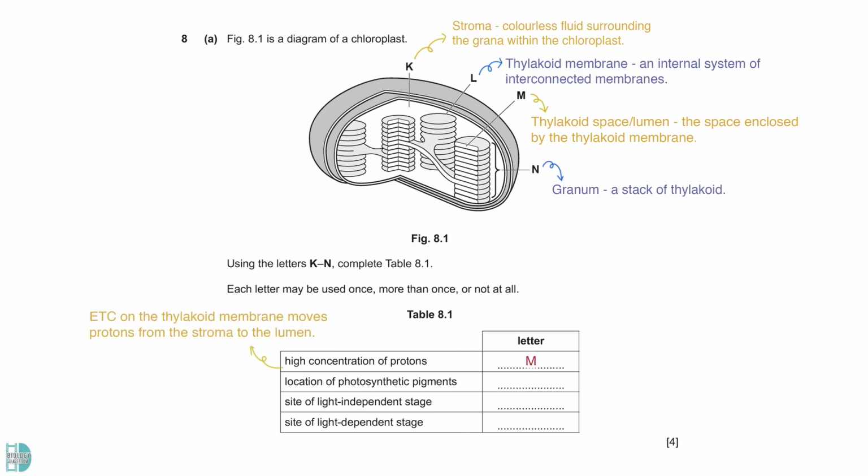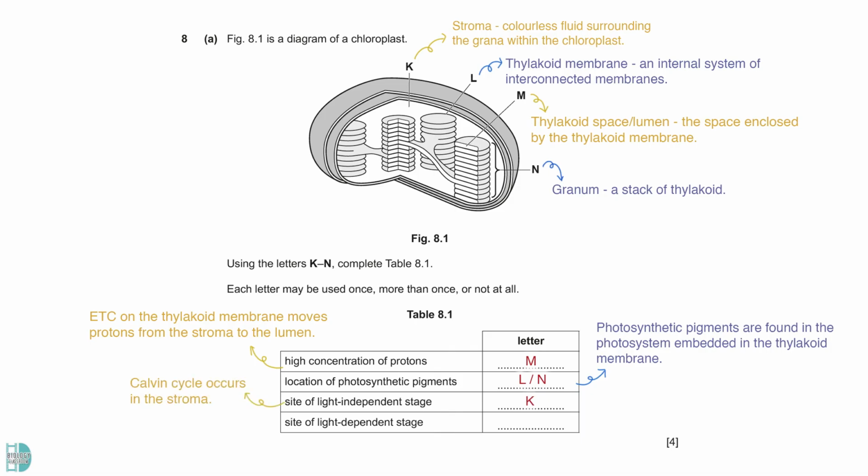There will be a high concentration of protons in M, the thylakoid lumen. This is because the ETC on the thylakoid membrane moves protons from the stroma to the lumen. Photosynthetic pigments are found in the photosystem embedded in the thylakoid membrane. The granum is an acceptable answer as well. Light-independent stage occurs in the stroma, as that is where the Calvin cycle occurs. Light-dependent stage occurs on the thylakoid membrane or granum as it involves photosystems.